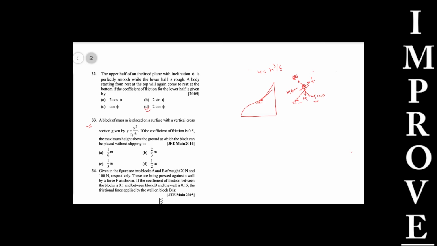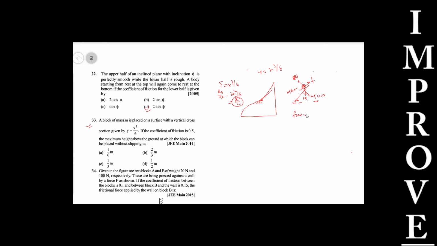If y is equal to x cube by 6, this dy by dx is 3x square by 6, or x square by 2. So the slope is increasing if my x value is increasing. Slope is basically tan theta, so there's a limit to which I can increase this tan theta, after which it is going to slide.